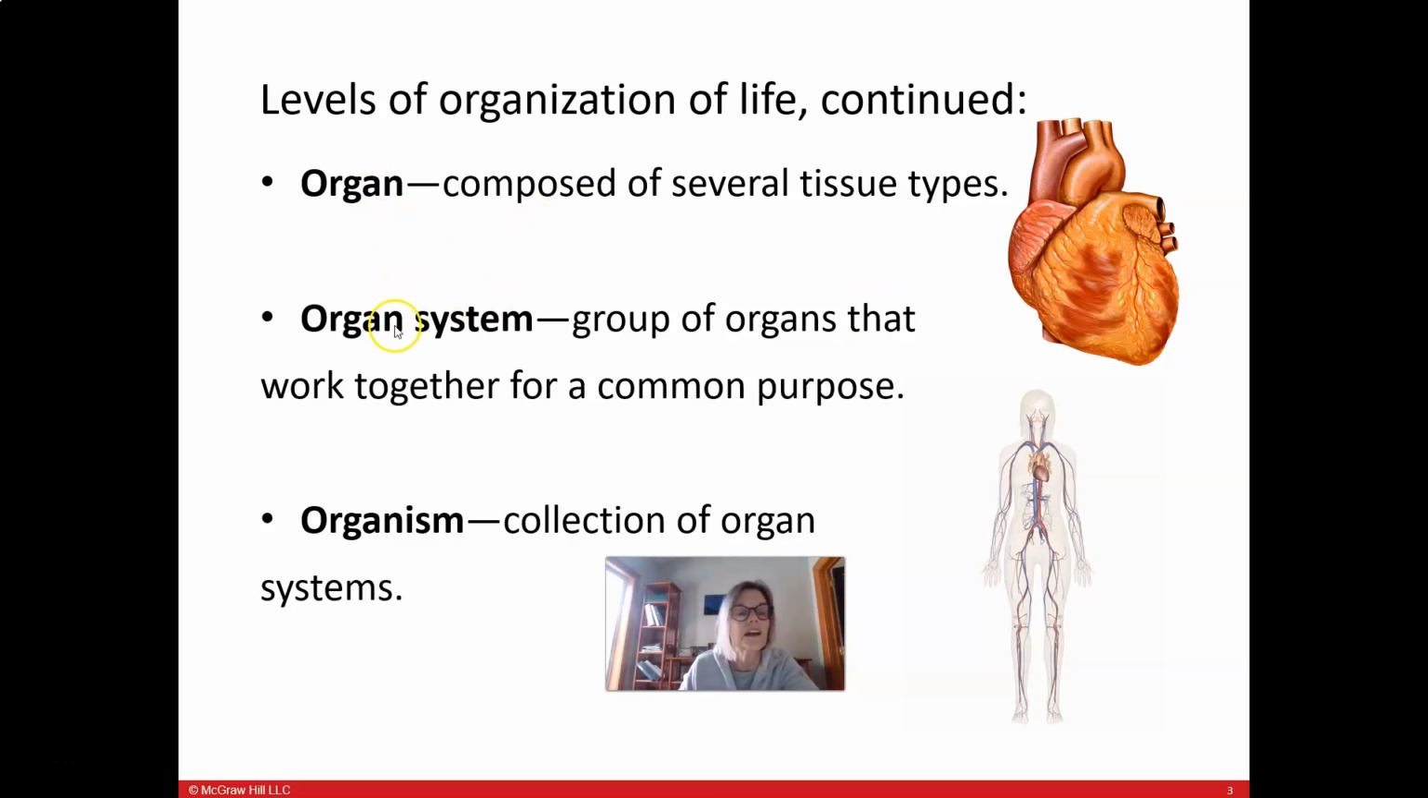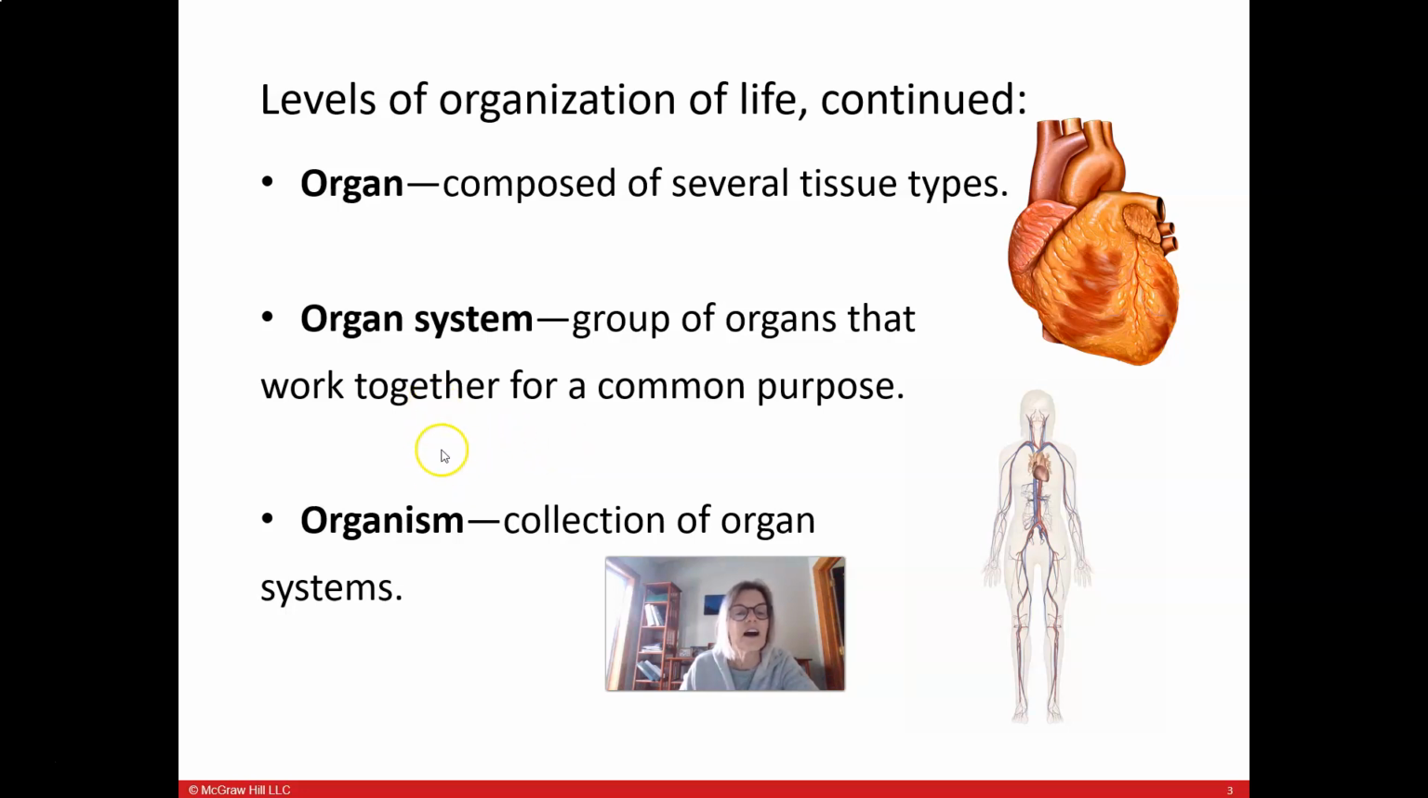Multiple organs that come together form organ systems. We organize them for understanding into organ systems, or groups of organs that work together for a common purpose. If you think about what organ system the heart is in, that's the cardiovascular system. So here's a diagram of the cardiovascular system. There's the heart. We've got arteries and veins making up the cardiovascular system. And we'll talk about 11 different organ systems this semester.